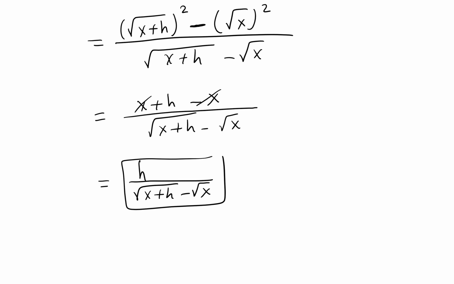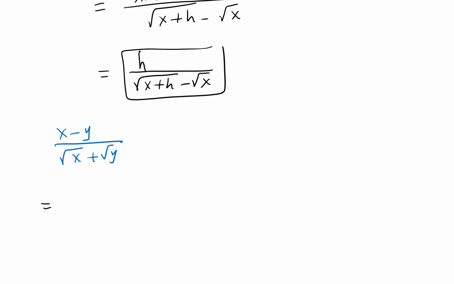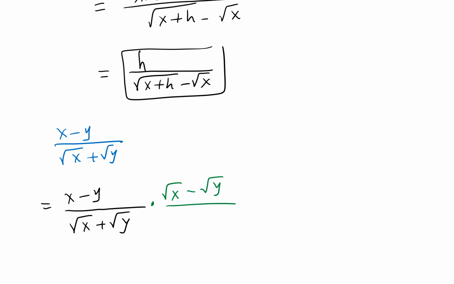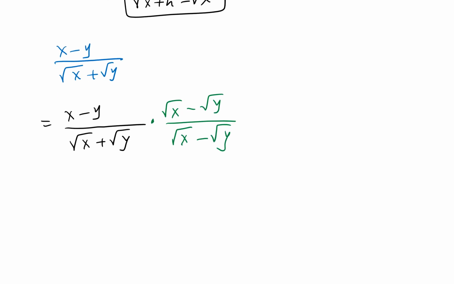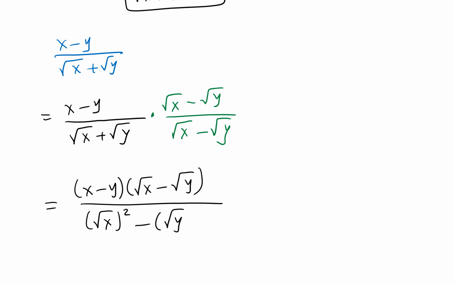Another example, rationalize the denominator for this. How do you rationalize the denominator? We need to multiply top and bottom by the conjugate: square root of x minus square root of y, over square root of x minus square root of y. We keep the top one the same, written as a product, like so. The denominator, you take the first one, you square it, minus the second one, you square it.